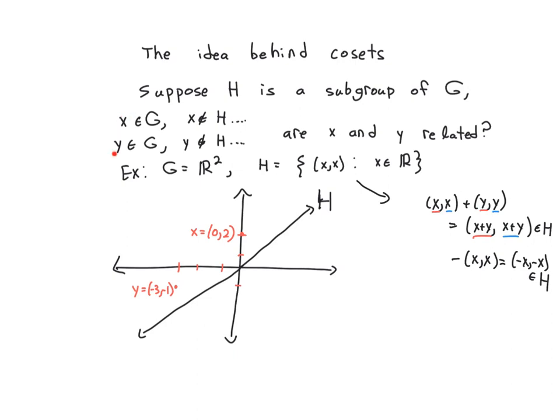Well, let's look at my question again. Let's pick these two specific points: x equals (0, 2), y equals (negative 3, negative 1). Note in this case, because G in this example is a set of ordered pairs, my examples should be ordered pairs. Are these two somehow still related?